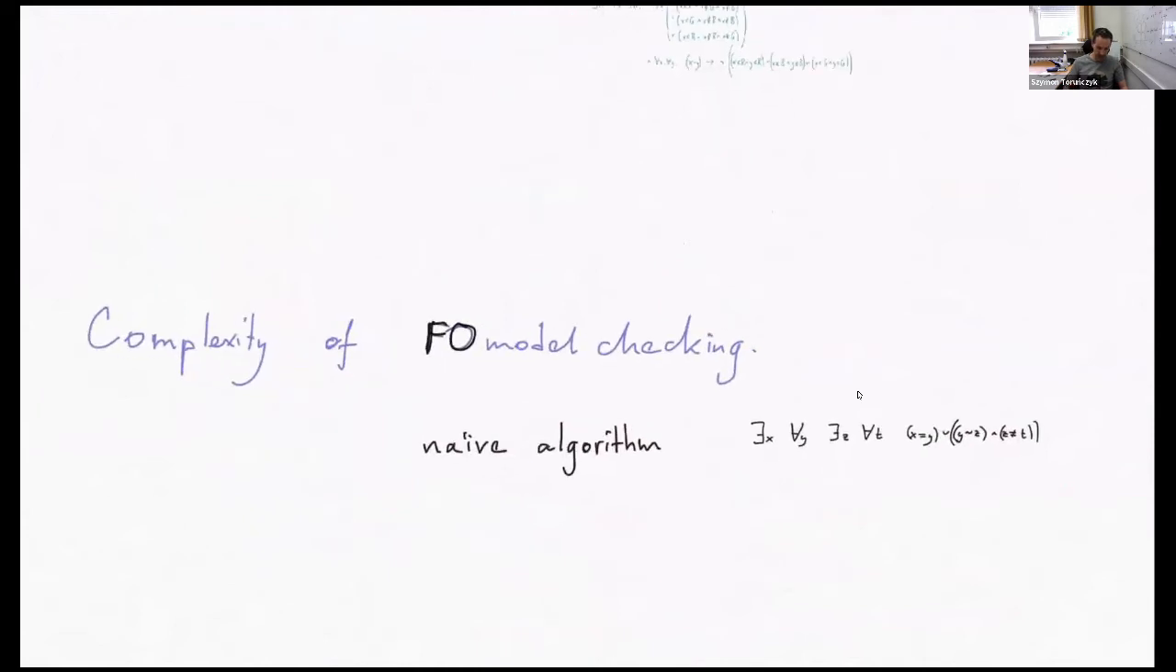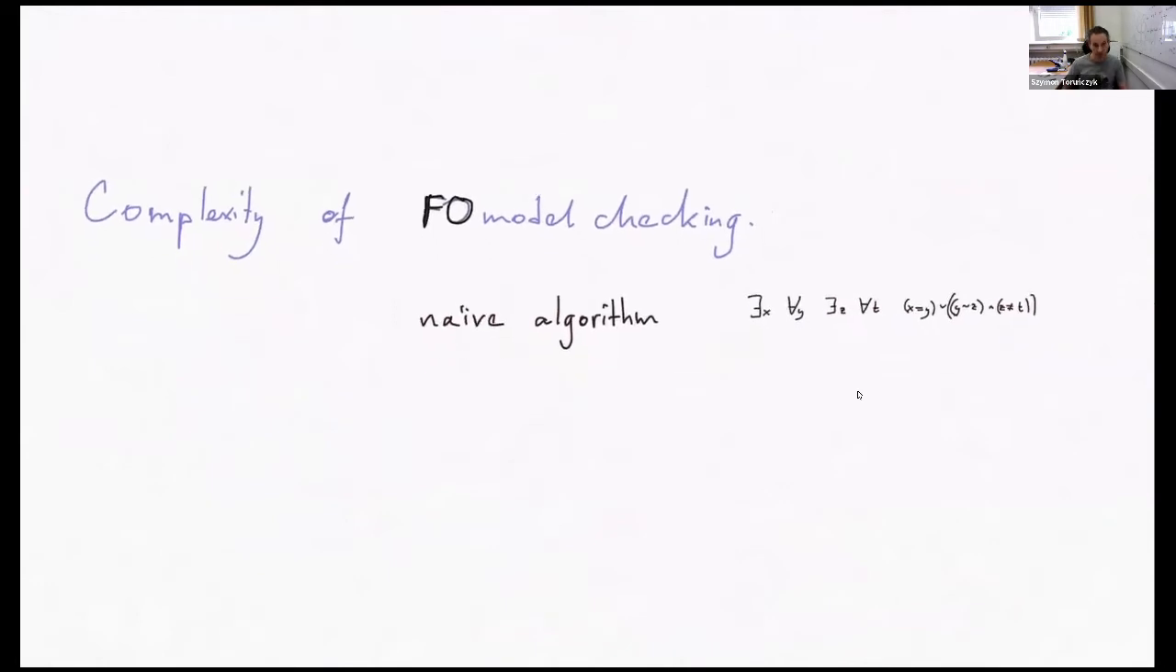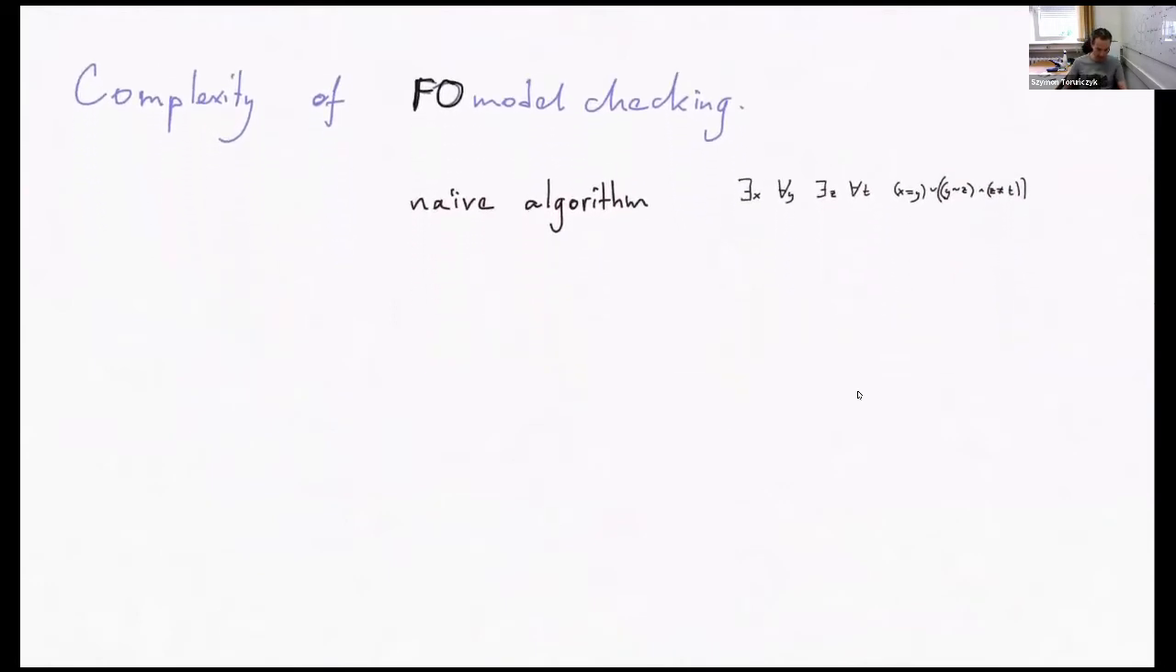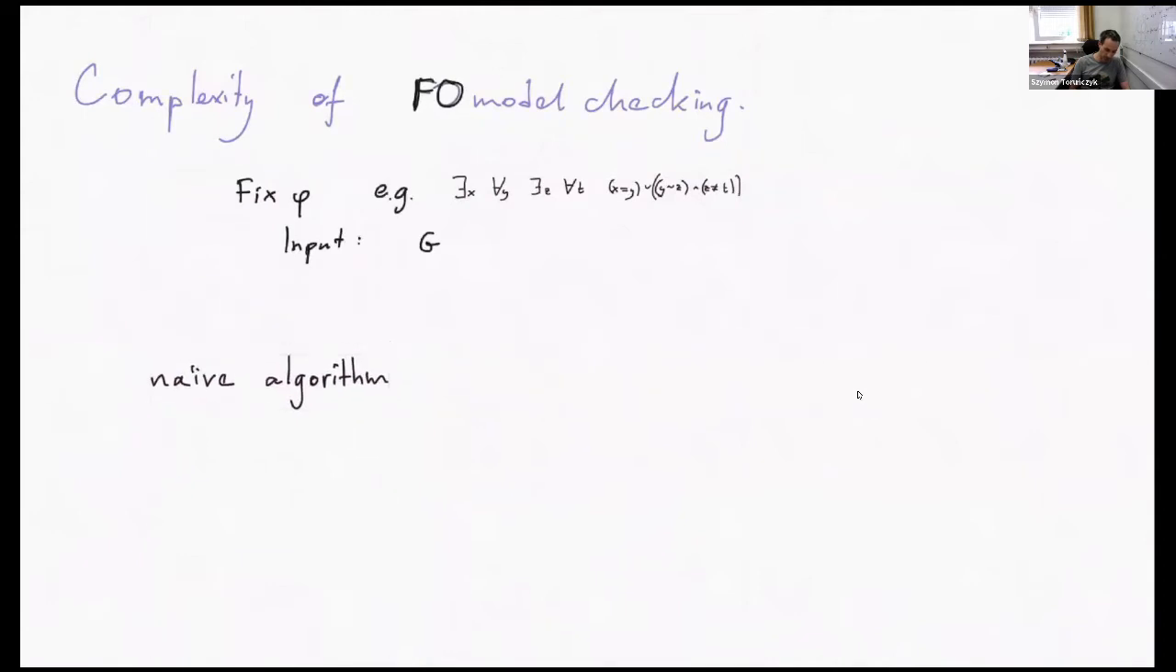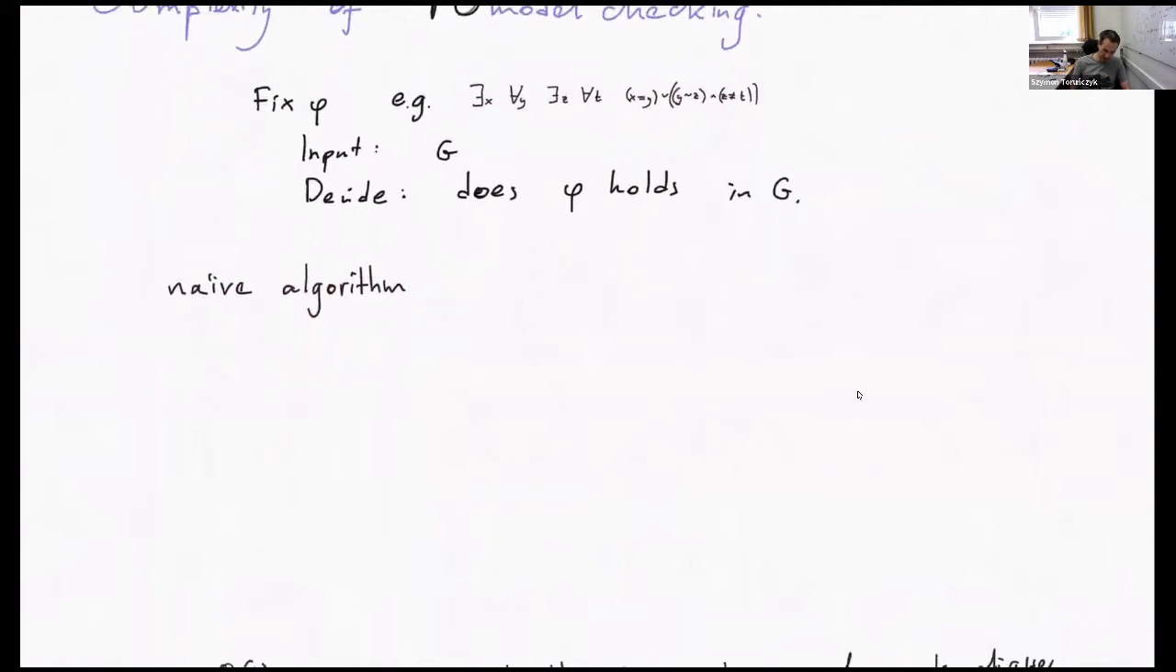This is first order model checking. So we're considering this first order model checking problem. Again, we're given a formula. We fix a formula, for example, a formula like this. And we're given a graph G and want to decide whether phi holds in G. And so the formula phi is fixed.